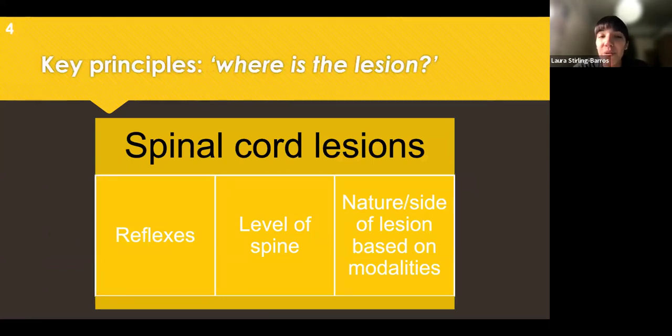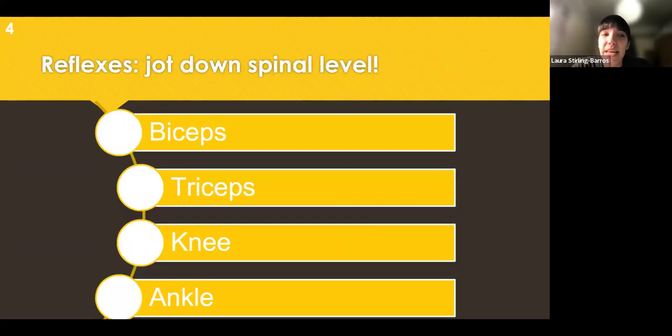Key principles for understanding where a lesion is in the spinal cord for your exams are the reflexes, at what level of the spine the lesion is, and what the nature of the lesion is based on the modalities. Thanks to that diagram with the different systems carrying different sorts of information, if you had an injury on the side or in the middle or to different parts of it, you would affect different modalities. And that's something you would be expected to pick up on. So, just a quick practice.